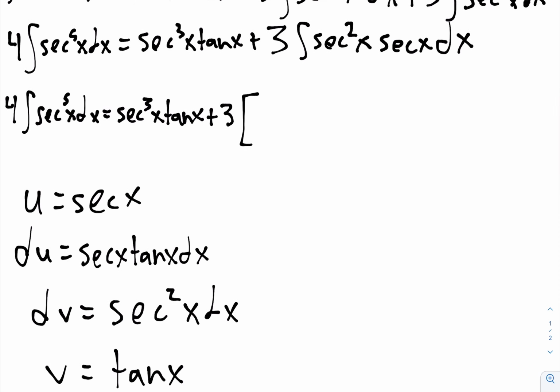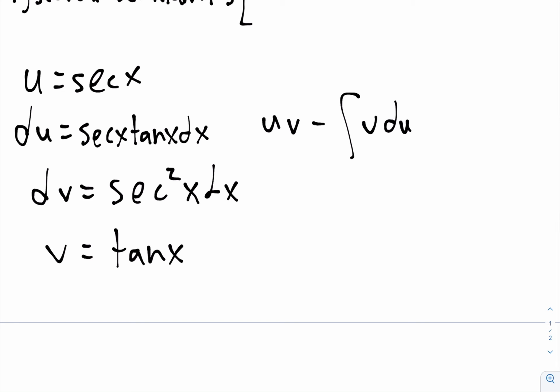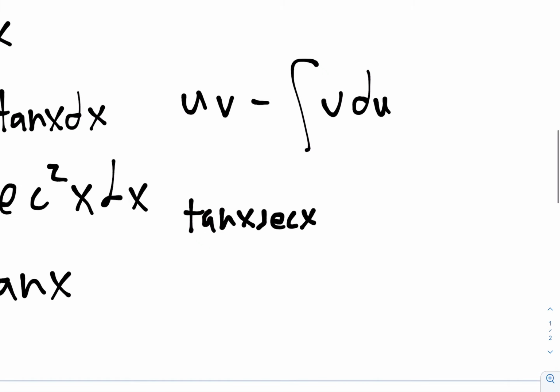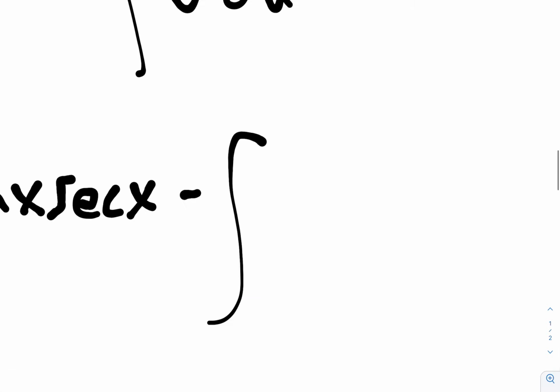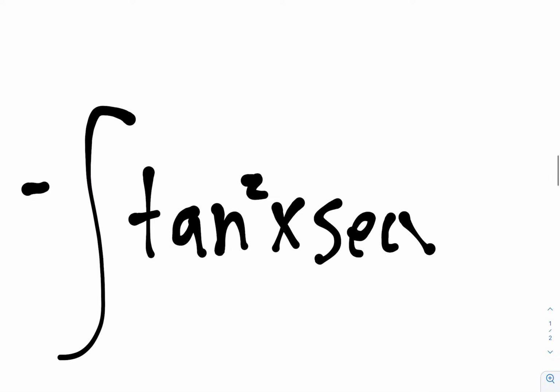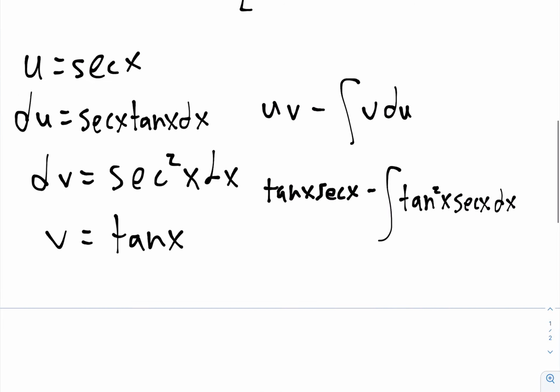Okay, so if we think about it in terms of our formula, this right here, our integral, that's going to be the same as uv minus the integral of v du. Okay, so uv is going to be tan x secant x, right? And then we're subtracting the integral. v is tan x, du is secant x tan x. So this is going to be tan squared x, because there's 2 tans, secant x dx.